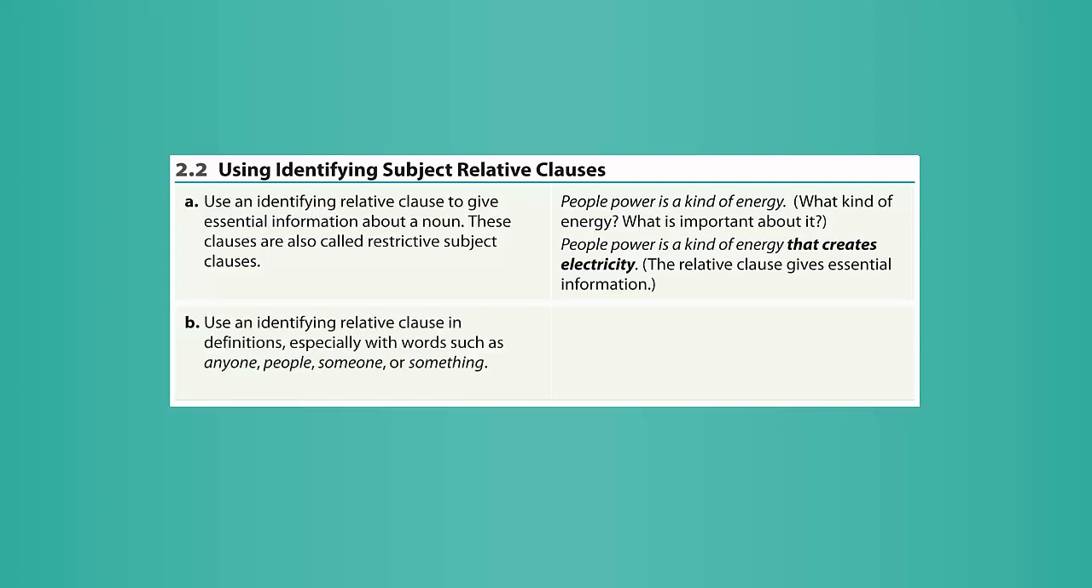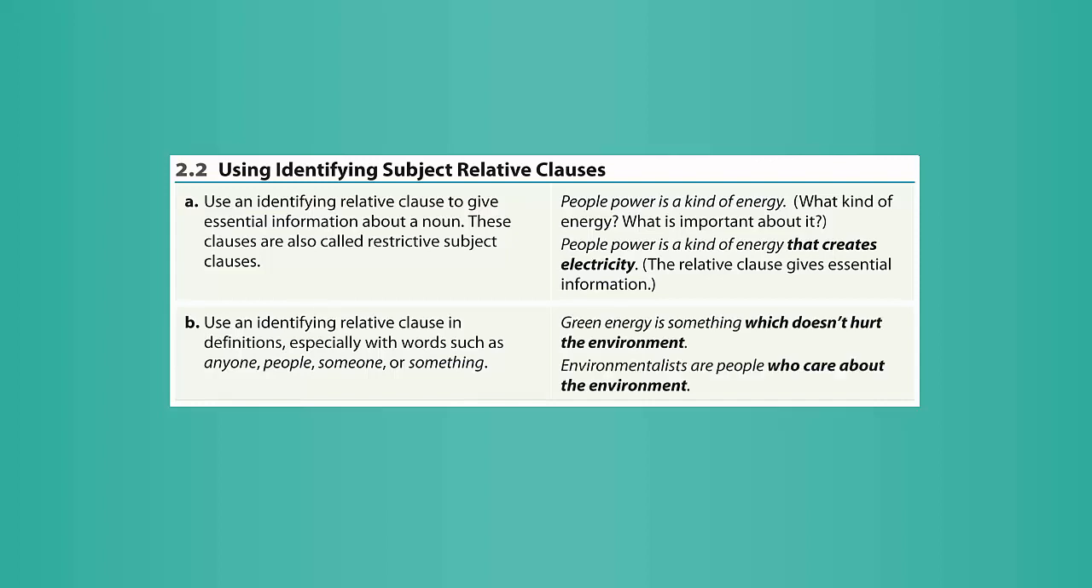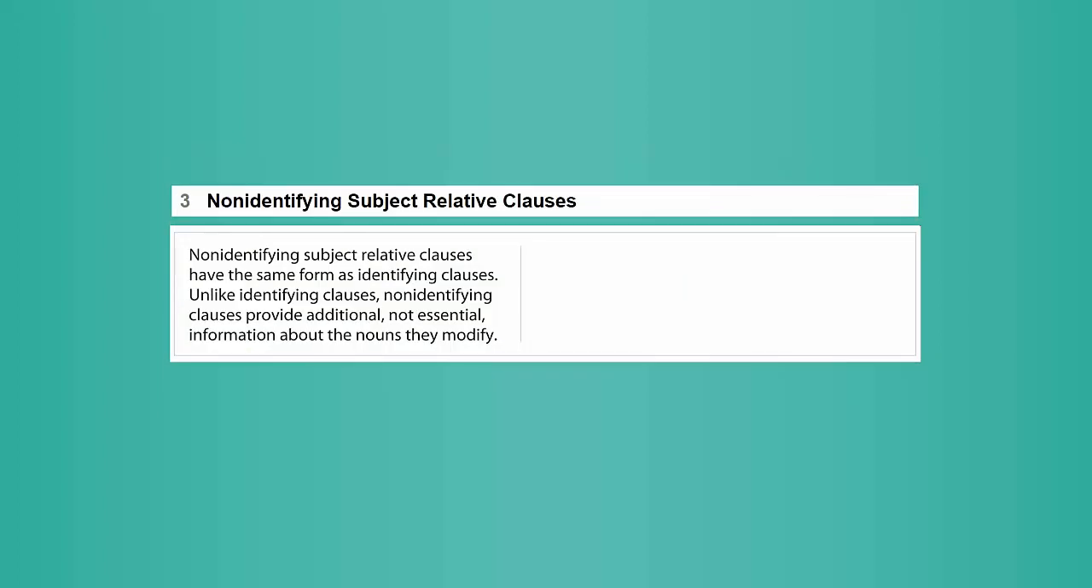And remember, we use an identifying relative clause in definitions, especially with words such as anyone, people, someone, or something. For example, green energy is something which doesn't hurt the environment. And environmentalists are people who care about the environment. Here we have a definition of green energy and a definition of environmentalists. Alright, we have just talked about identifying subject relative clauses, and now we come to non-identifying subject relative clauses.